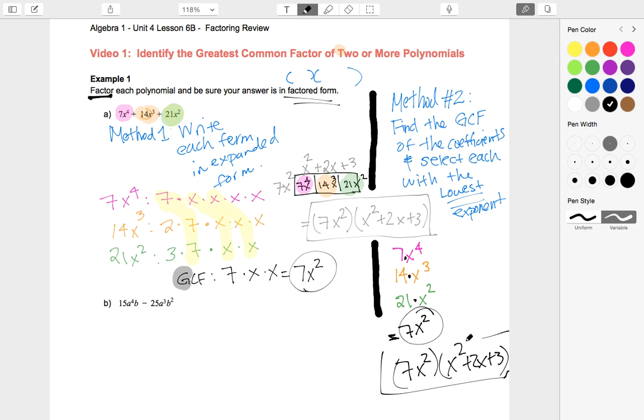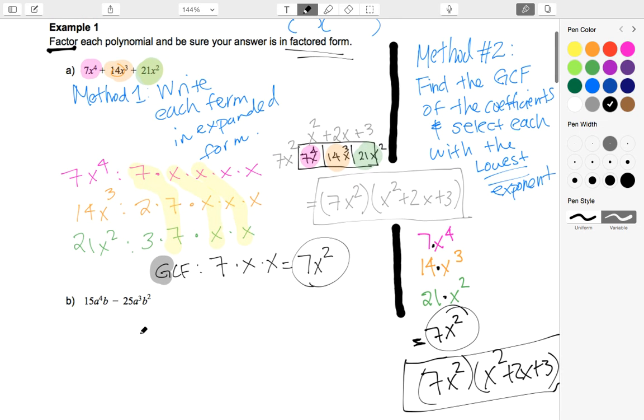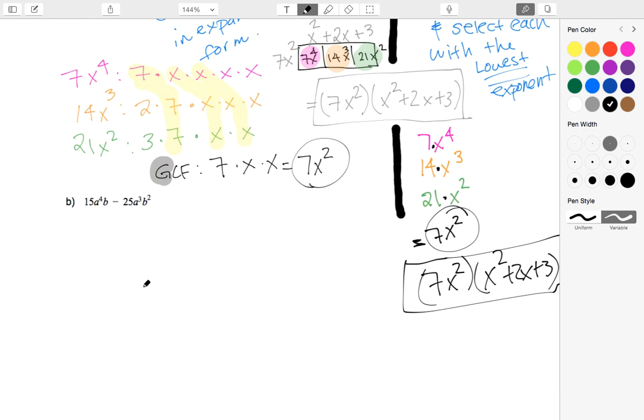Okay, and that's it. All right, so I'm going to expand on this second problem here. So let's do this in a faster way. So I'll use the same color coordination. So here's my first term, 15a to the fourth power times b, and then I'm going to focus on 25a cubed b squared. Okay, don't worry about the subtraction sign. Don't worry about making these negatives or anything for right now.